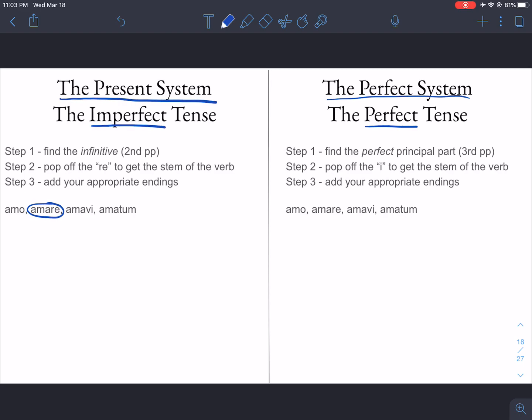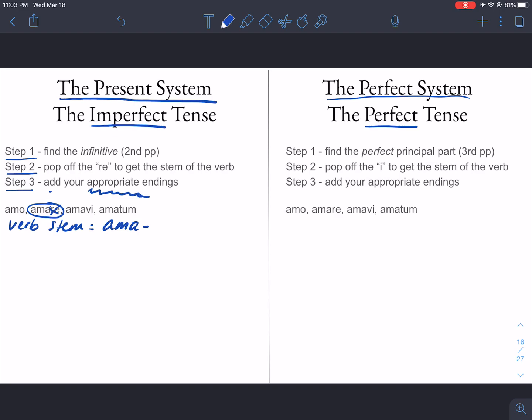Amare. All right, step 2, pop off the RE to get the stem of the verb. Okay, so that goes away. And you're left with your verb stem, which is ama. Okay. Step 3, you have to add your appropriate endings.